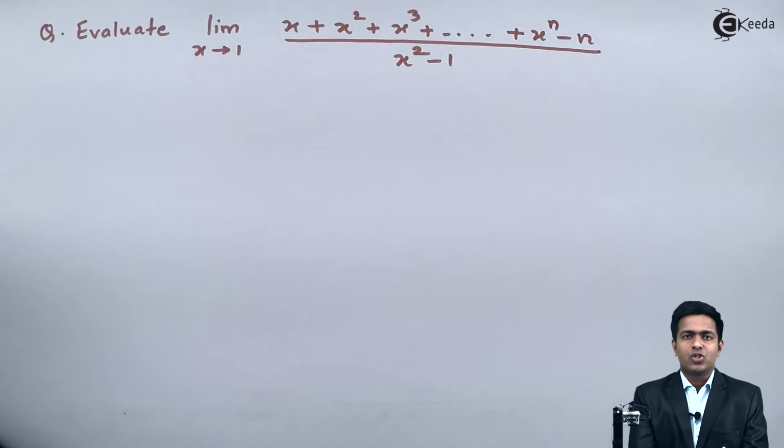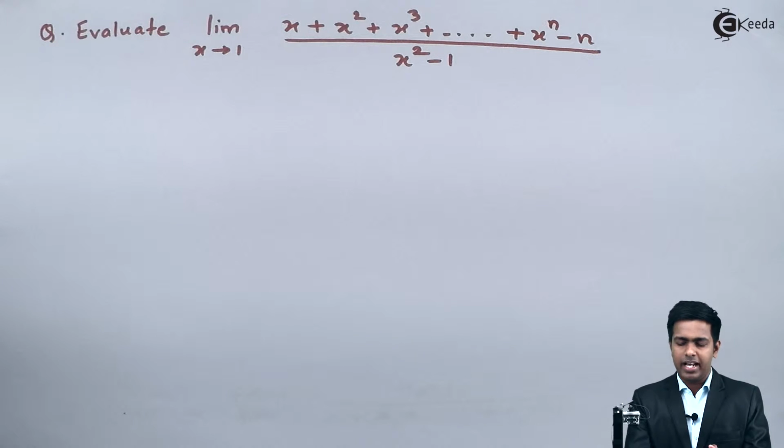Hello everyone. So here in this problem we have to evaluate limit x tends to 1, (x + x² + x³ + ... + xⁿ − n) upon x² − 1. Now before starting this problem, let's understand the given term.